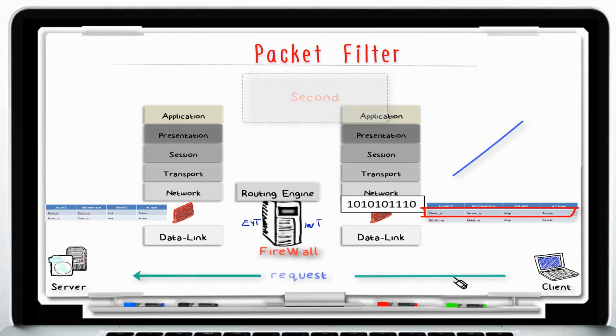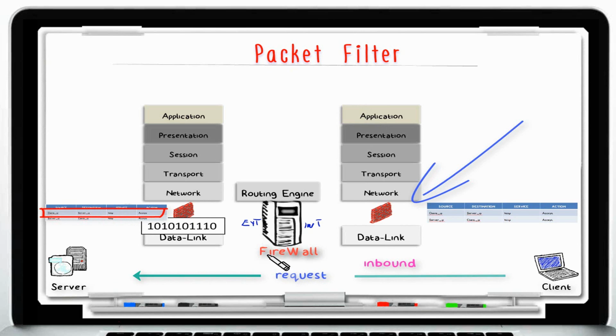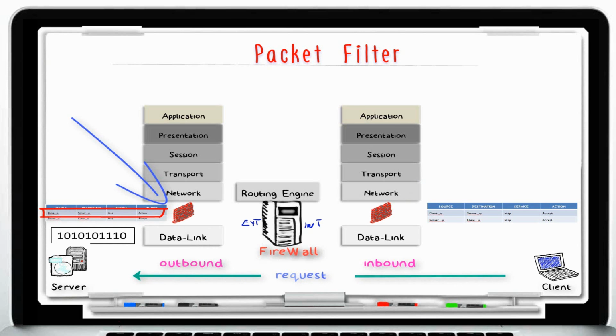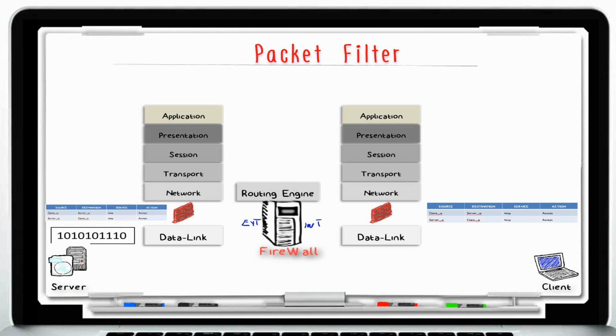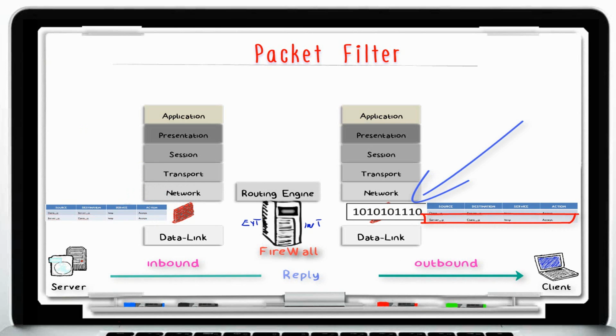First, the request packet is inspected inbound on the internal interface, and then the inspection is again done outbound on the external interface. And then the reply must also be inspected twice. First, the reply is inspected inbound on the external interface, and then again it's inspected outbound on the internal interface.